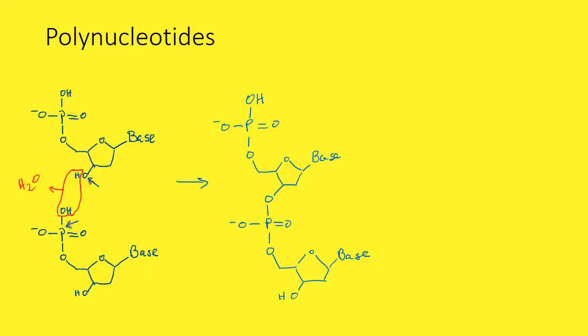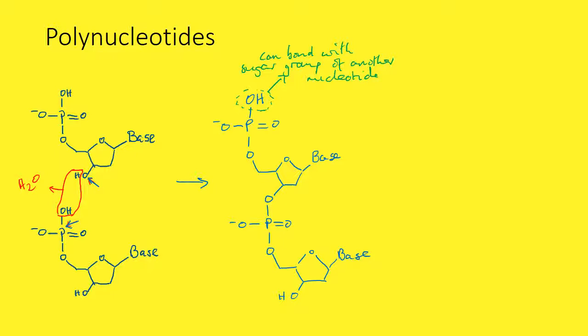Okay, so what remains to be said is that if we go up to the top of this dimer and look at this hydroxyl group that's on the phosphate, well, that can bond with a sugar group of another nucleotide, just as we've just done. And if it did that, you would have three nucleotide molecules joined together.